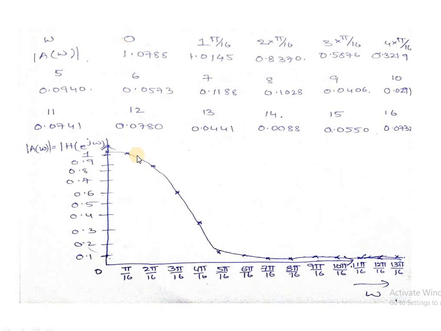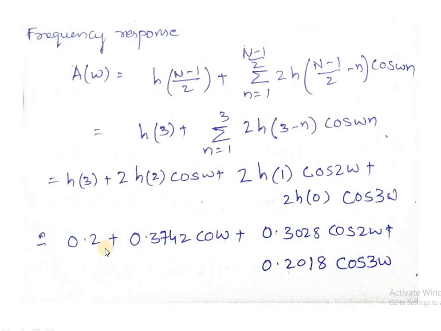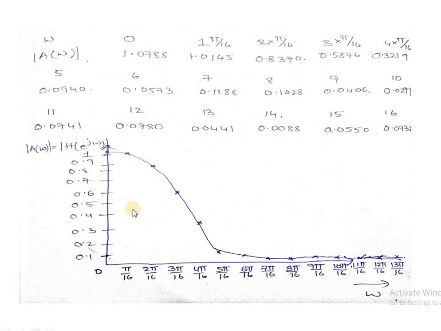You can directly calculate this by substituting the values of 0, 1 pi by 16 in the above expression: 0.2 plus 0.3742 cos omega plus 0.3028 cos 2 omega plus 0.2018 cos 3 omega. Different values of omega are substituted and then calculated, and we have also represented the absolute values of this, and therefore we are able to get it in this fashion. This is how we can also plot your frequency responses sometimes.